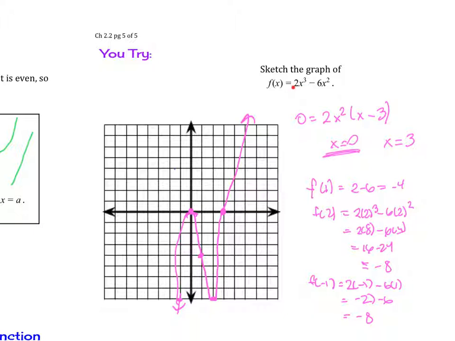I know the end behavior. It's odd, so it's opposite. So it goes up on the right, down on the left. I plugged in some points. I plugged in 1, I would get -4. Plugged in 2, I would get -8. And then I would get -1, I would get -8. I'm sure if I plugged in 4, I would get a value that would be positive. So here is a sketch of this graph.